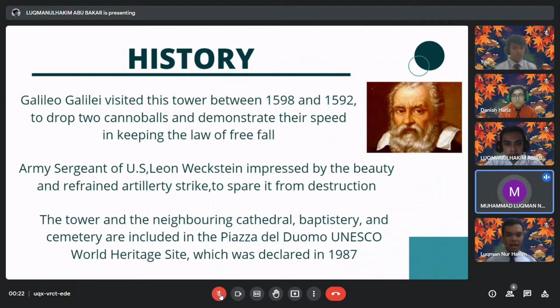The tower and the neighboring cathedral, baptistry, and cemetery are included in the Piazza del Duomo UNESCO World Heritage Site, which was declared in 1987, which shows that this tower is a precious building.